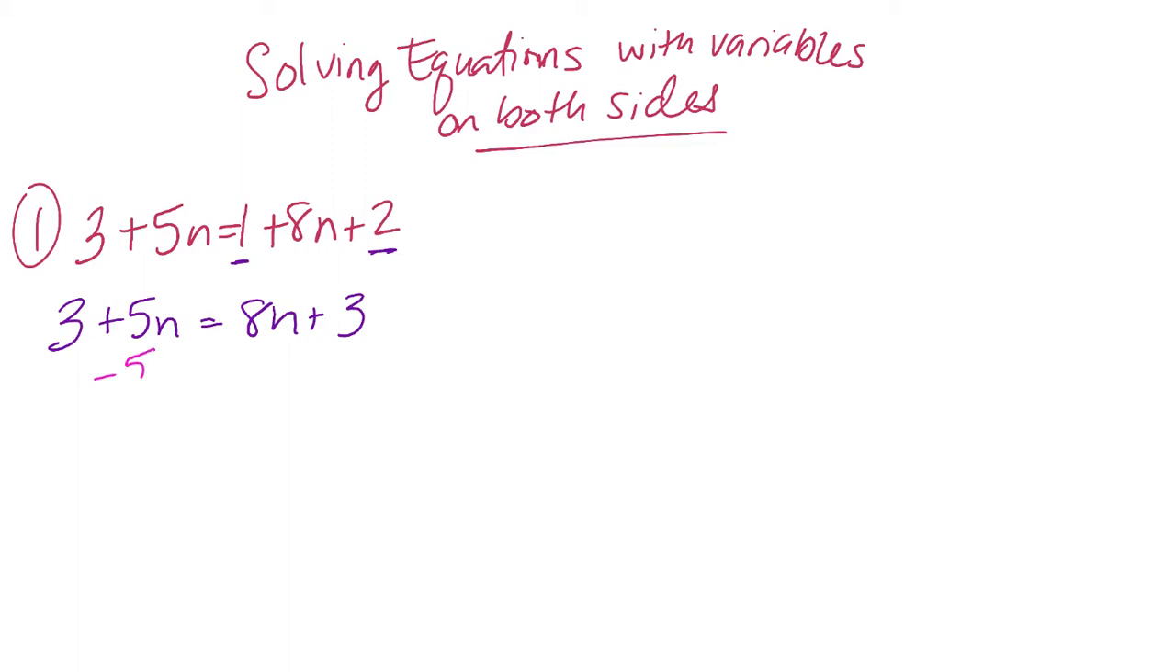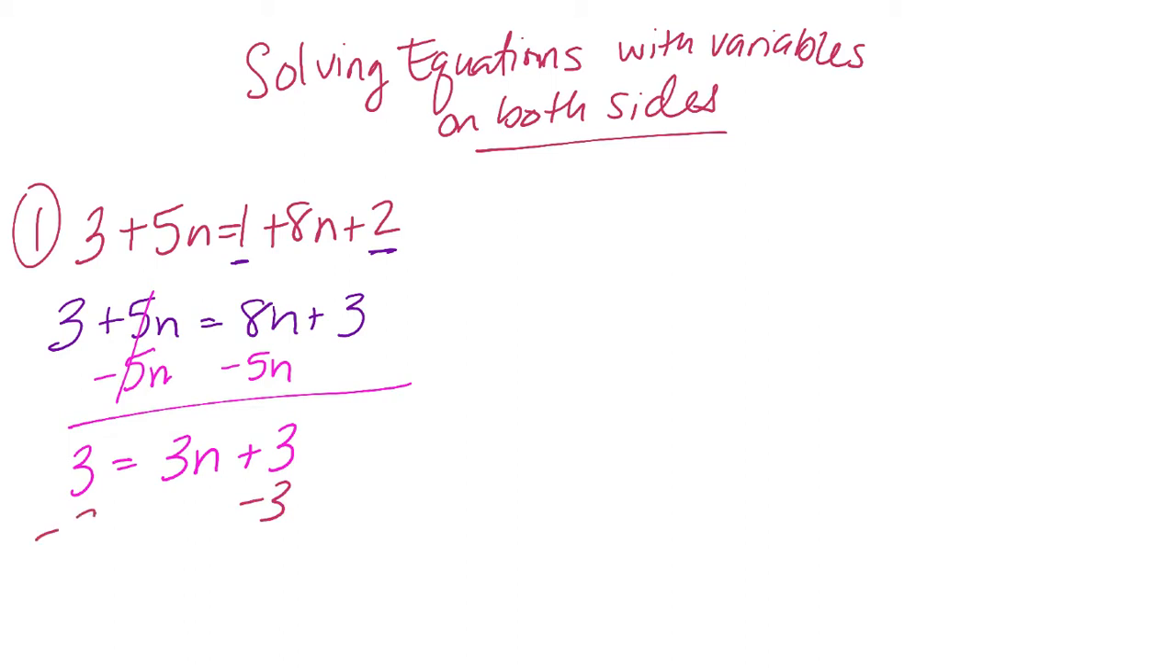So I like to move the smaller ones. I'm going to minus 5n on both sides. So 3 equals 3n plus 3. Minus the 3 on both sides: 0 equals 3n. Divide by 3. n equals 0. If you plug that back in, it works. 3 plus 0 equals 1 plus 0 plus 2. So 3 equals 3. All right.